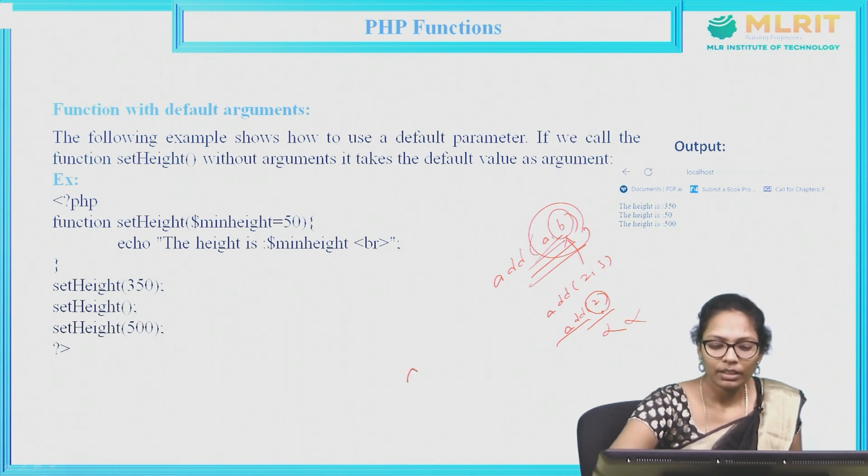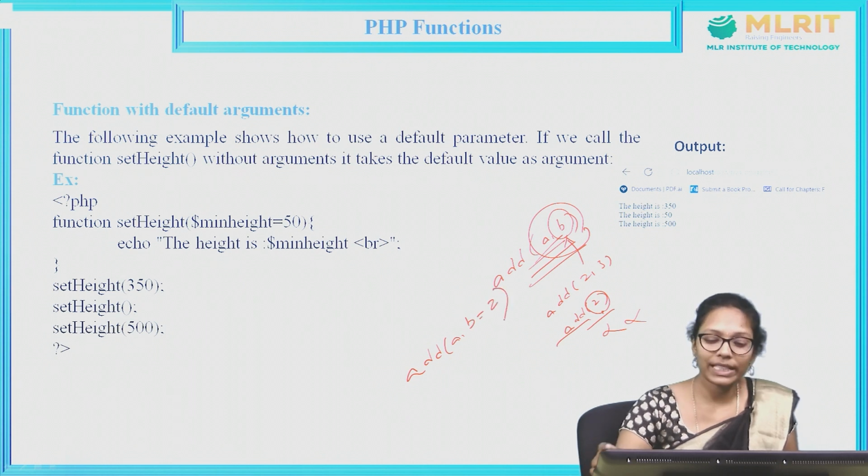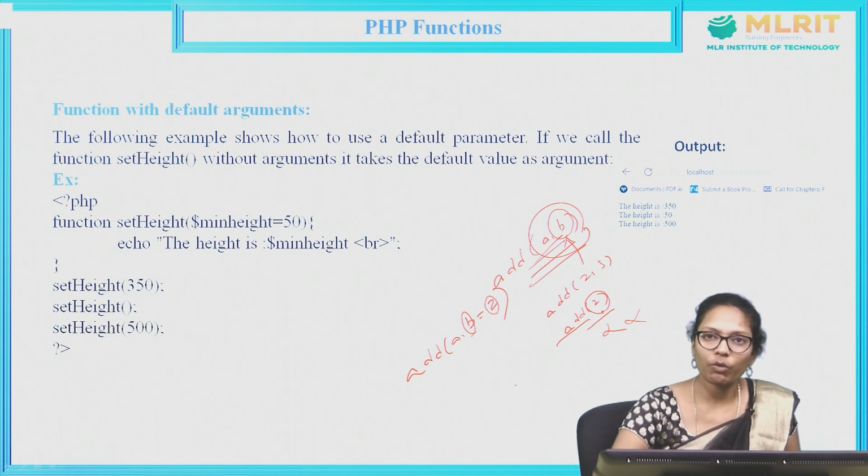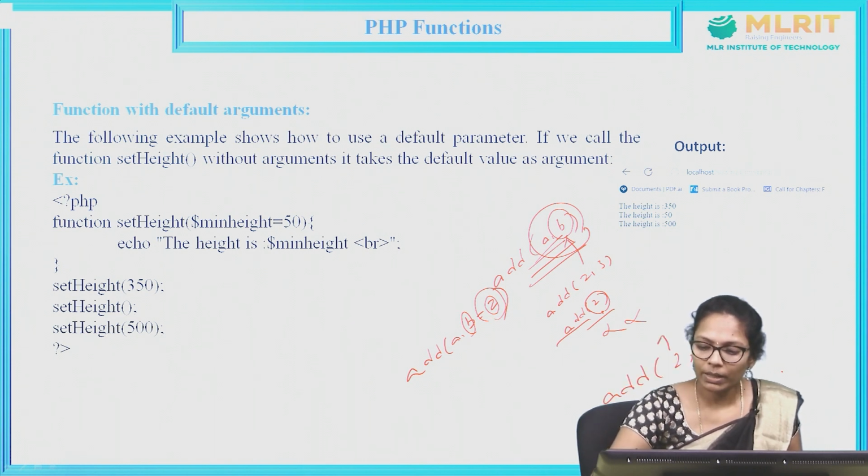That means I'm giving, at the time of function declaration or function definition, the b value as 2 by default. The sense is, if the user passes any value for b, then take that value. If he doesn't pass any value, then take this default value. For example, if I call add 2 comma 3, then a will be 2, b will be 3.